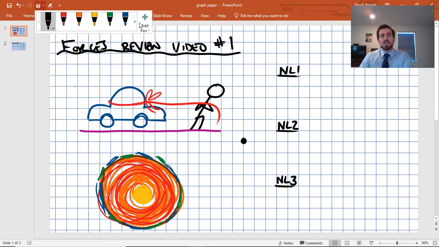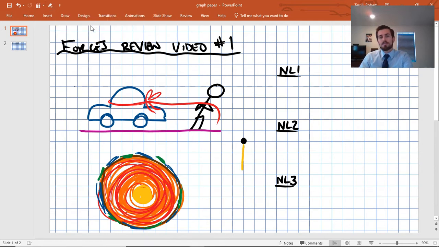So the person has a couple different forces acting on them. One of the first forces that they have acting on them is the force of gravity. So the force of gravity is pulling that person down towards the center of the Earth. I'm going to do yellow for the Earth, because the core is yellow, whatever.